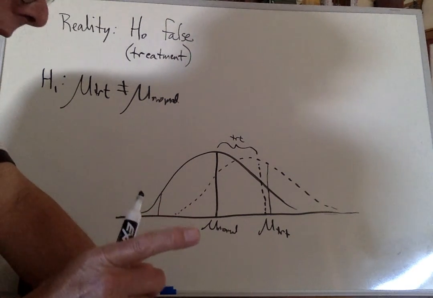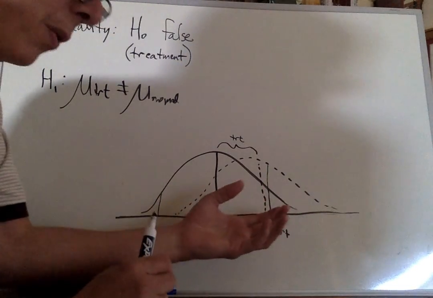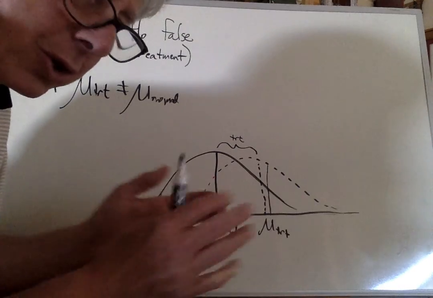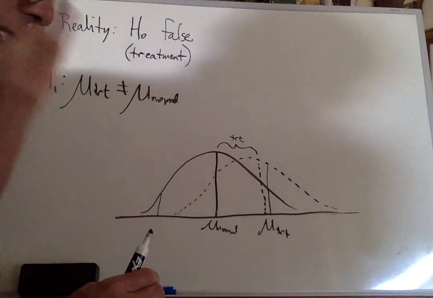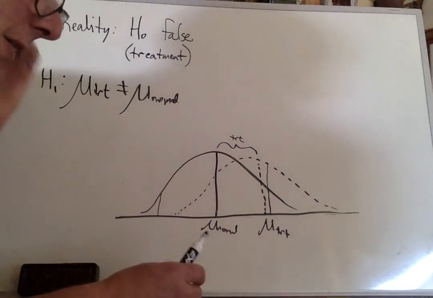But remember, and let me go back. And by the way, there's lots of variability. Variability is not our friend when we're trying to see if there's a treatment effect, okay? Because it just gets kind of muddy. Everything looks like it comes from one distribution, right?